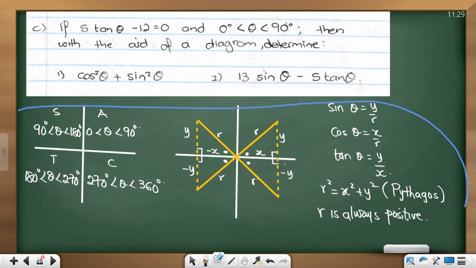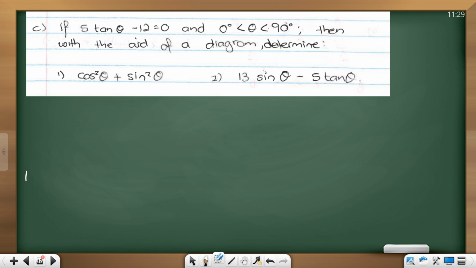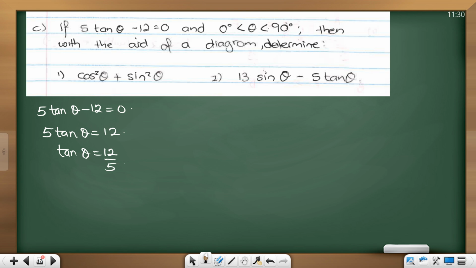Let's look at this. We're going to use all this information to deal with this question. It says 5 tan theta minus 12 equals 0. How do we get tan theta? First, can we move the negative 12 over? What would it become? 5 tan theta is positive 12. Can we divide? Tan theta is what? 12 over 5. Don't leave it like that, don't give it as a decimal. 12 over 5.